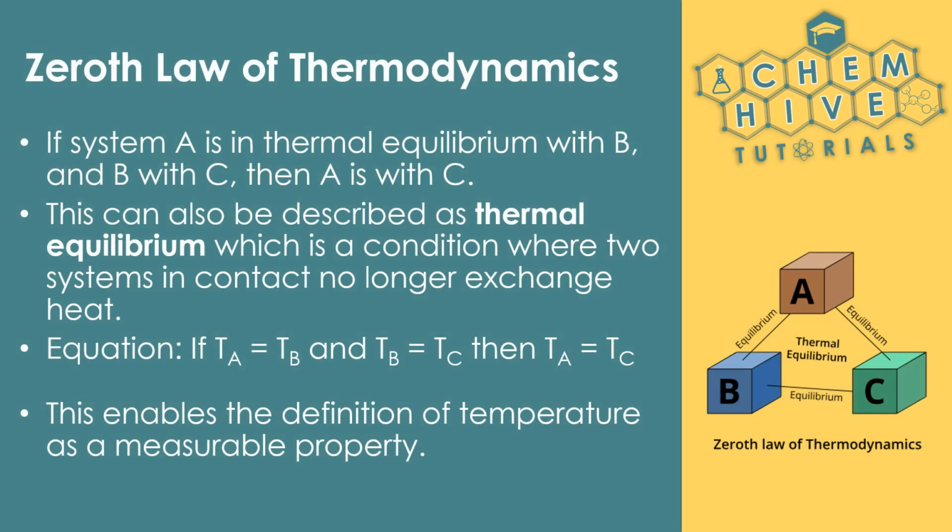Let's start with the zeroth law of thermodynamics, which states that if system A is in thermal equilibrium with B and B with C, then A is with C. This can also be described or defined as thermal equilibrium, which is a condition where two systems in contact no longer exchange heat. Equation: if TA equals TB and TB equals TC, then TA equals TC. This enables the definition of temperature as a measurable property.